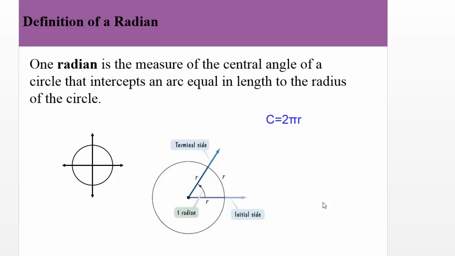Now, 1 radian is the measure of the central angle here of a circle that intercepts an arc equal in length to the radius of the circle. So if I took this radius of a circle here, and of course that starts from the center and goes to the outside of the circle, and bended it around, when that arc length is equal to the radius, this is considered 1 radian.